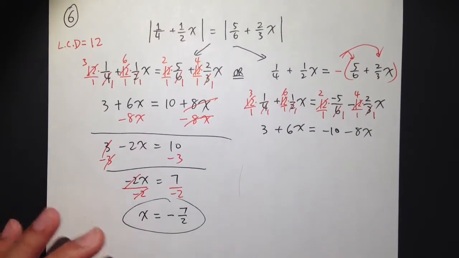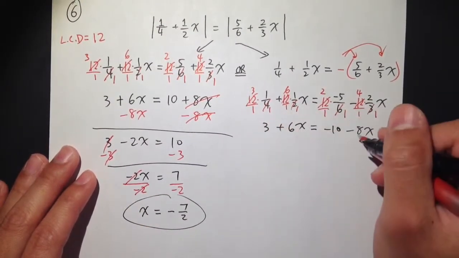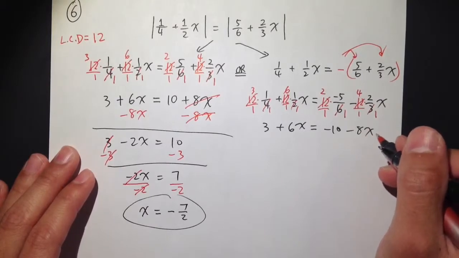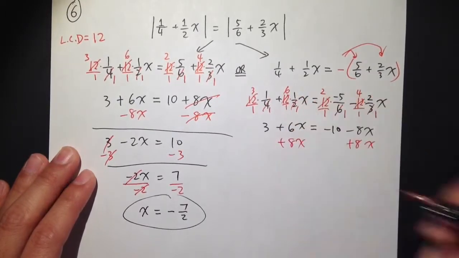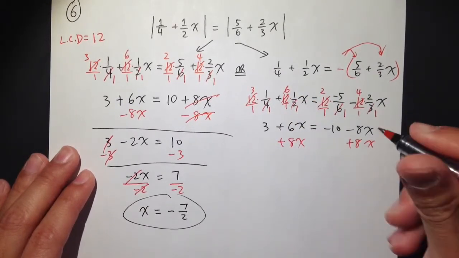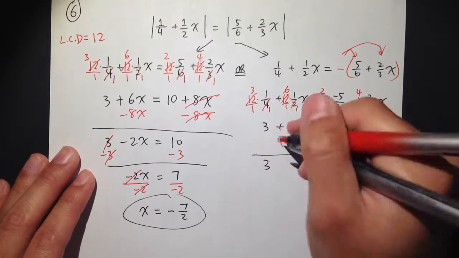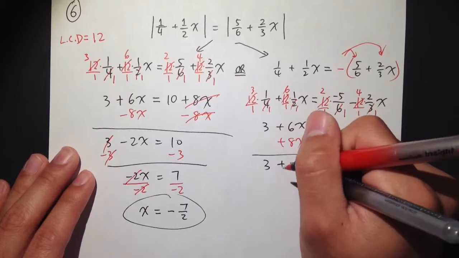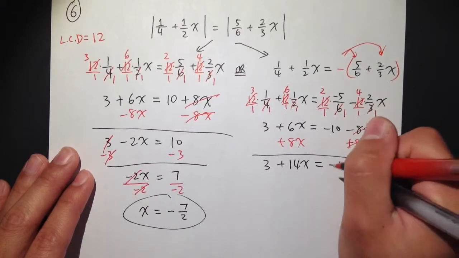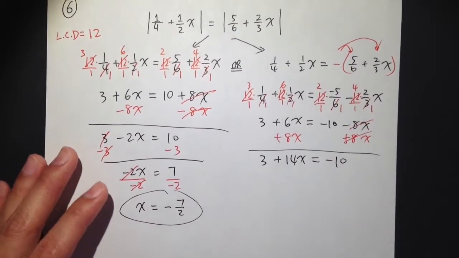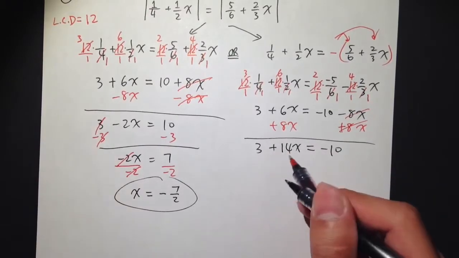Okay. So again, let's put all the x on the left hand side. So I have -8x right here on the right hand side. Let's add 8x on both sides. So these two will cancel out. I get 3 here plus 6x plus 8x is 14x, and that's equal to -10. Okay. And again, we cannot combine like terms right here. You cannot just do 3 plus 14.